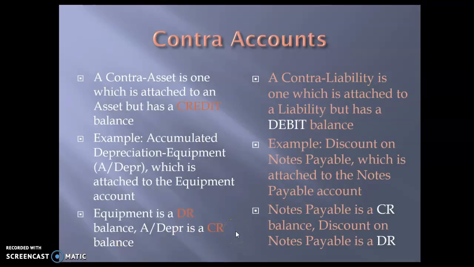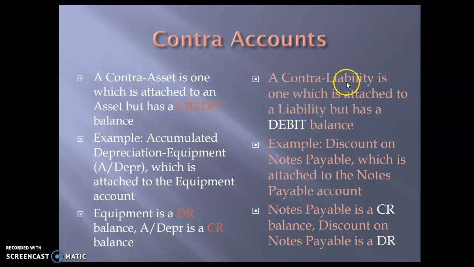Okay, so again, it's attached to an asset but has a credit balance. One example is accumulated depreciation dash equipment, which might be written A/DEPR. Okay, so equipment itself is an asset. It has a debit balance. But accumulated depreciation is a credit balance because it's a contra asset.